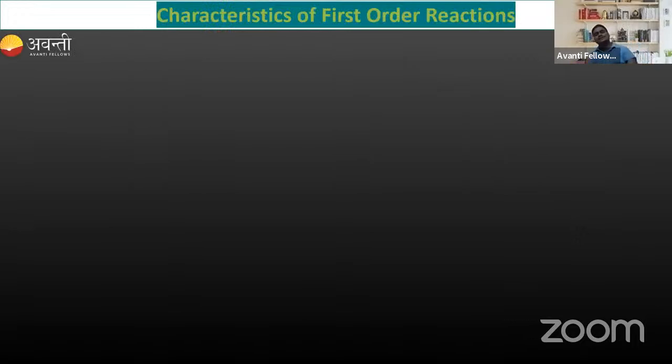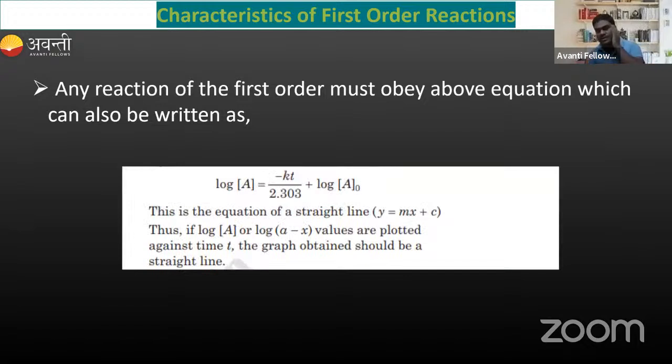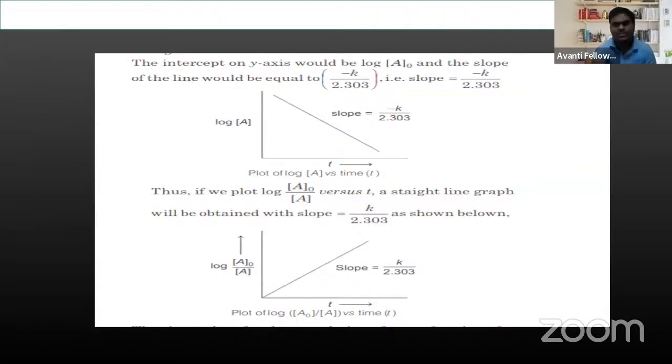Now, what are the characteristics of the first order reaction? Any reaction of the first order must obey the above equation, which can also be written in this form. This equation is of a straight line, y = mx + c. If log a or log (a − x) values are plotted against the time t, the graph obtained should be a straight line.